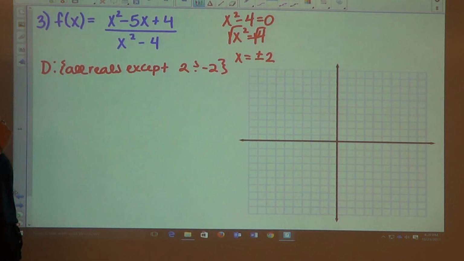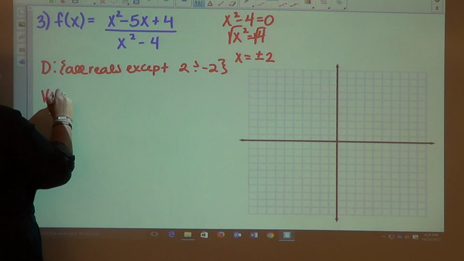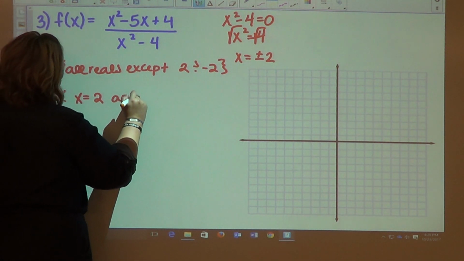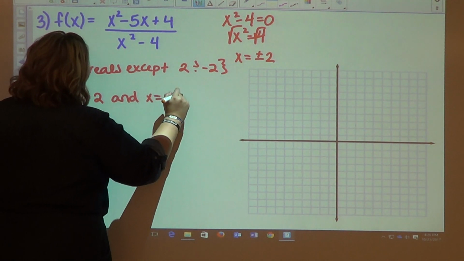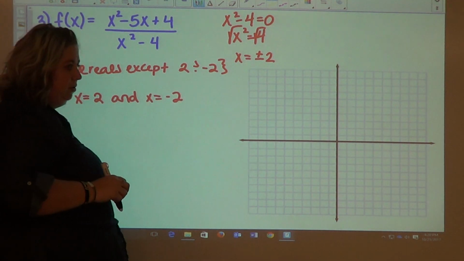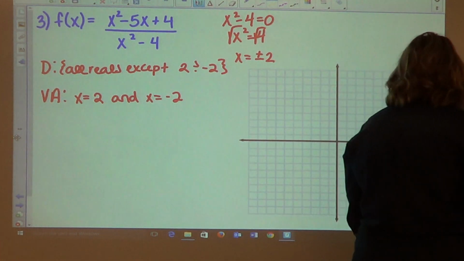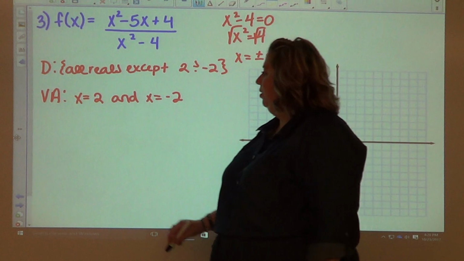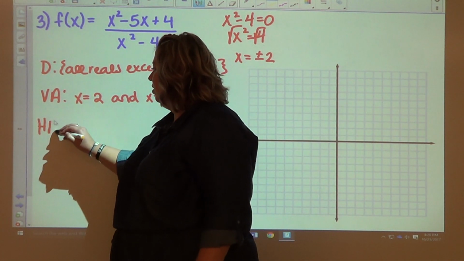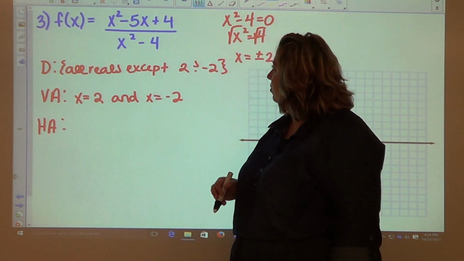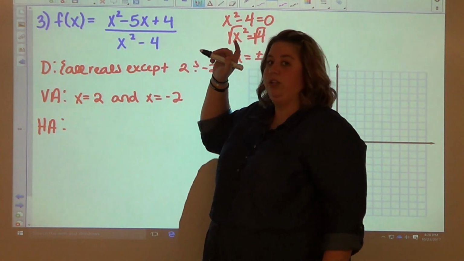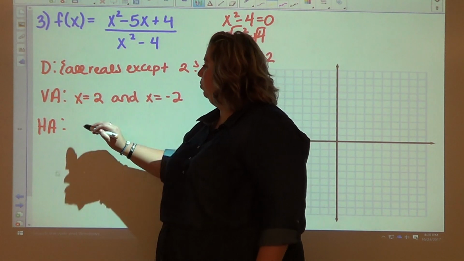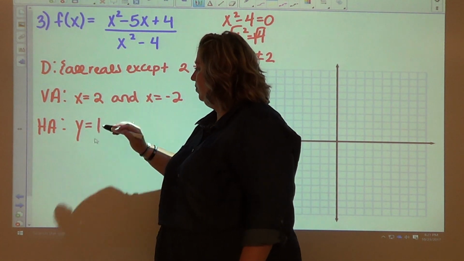Well, if I have 2 exceptions in my domain, that means I'm going to have 2 vertical asymptotes. I'm going to have x equals 2 and x equals -2. Okay, then for my horizontal, if I look at the degrees, well, they're both squared, so the degrees are the same, so it says divide leading coefficients. So 1 divided by 1 is 1, so this would be y equals 1.